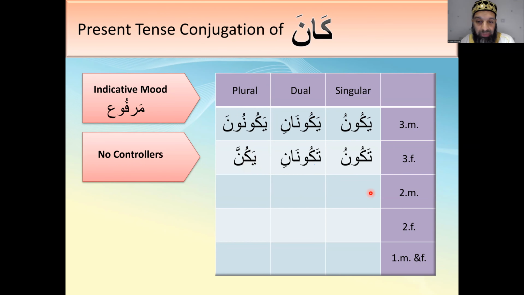And then remember what I said about second person? It's exactly the same as third person masculine, except all these are starting with ya. So all these are going to start with ta. So what is this one here? Takunu. Good. What about this one? Just look at that one. We'll stick a ta on it. Takunani. Good. On this one? Takununa. Excellent. This one is a bit tricky, but still it follows the same pattern.